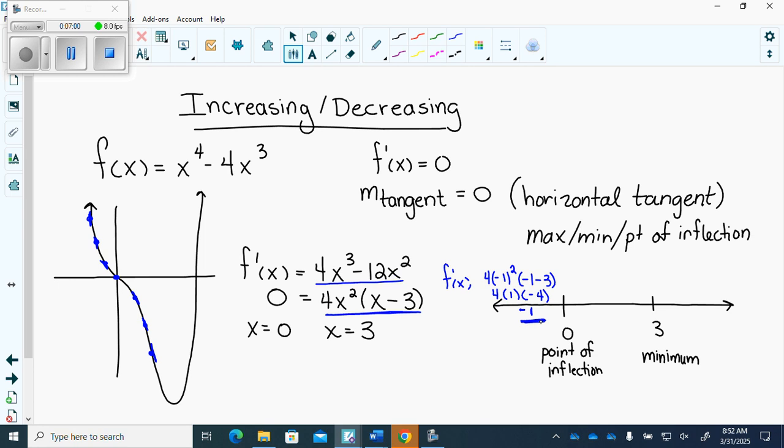What does a negative mean when you plug it into the first derivative? It's a negative tangent slope. And how do you get a negative tangent slope when the graph is doing what? Decreasing. So we know where f prime of x is less than 0, the graph is decreasing. And where f prime of x is greater than 0, it is increasing.